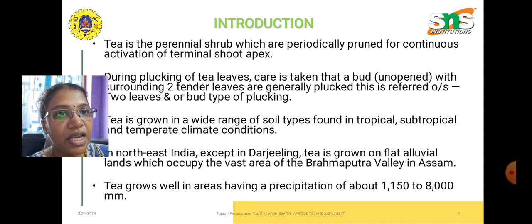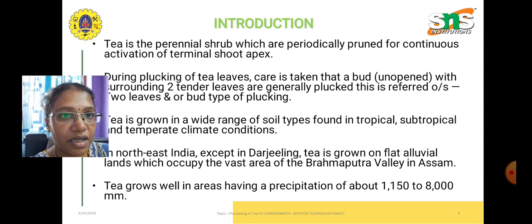It is a perennial shrub which is periodically pruned for continuous activation of the terminal shoot apex, and during plucking of tea leaves, care is taken that a bud with the surrounding two tender leaves is gently plucked. This is referred to as two leaves and a bud plucking. It is mainly grown in a wide range of soils found in tropical, subtropical and temperate climatic conditions.